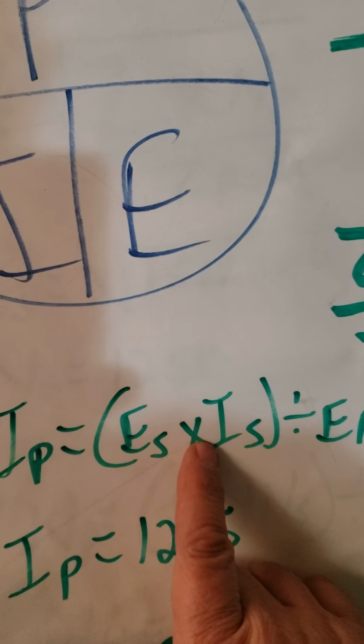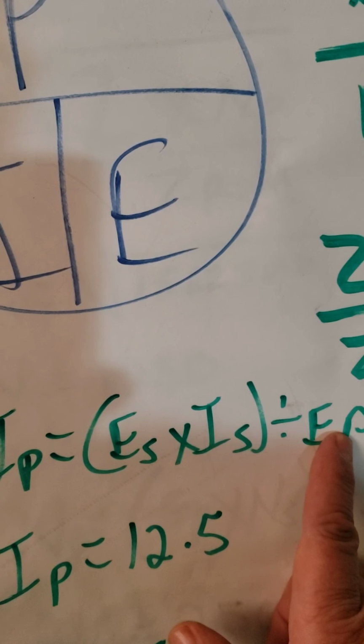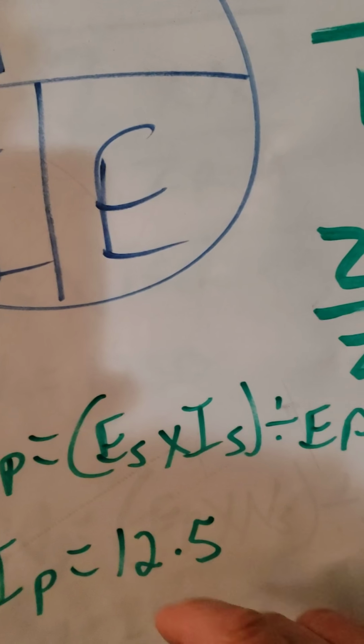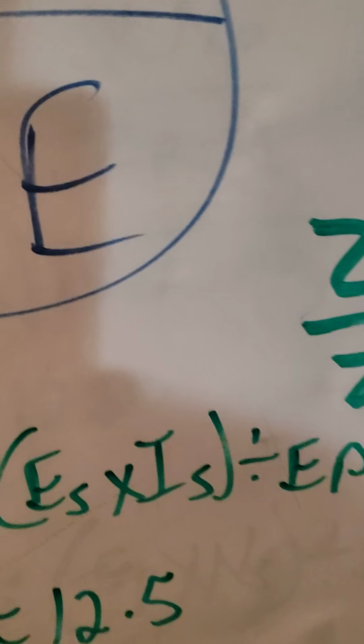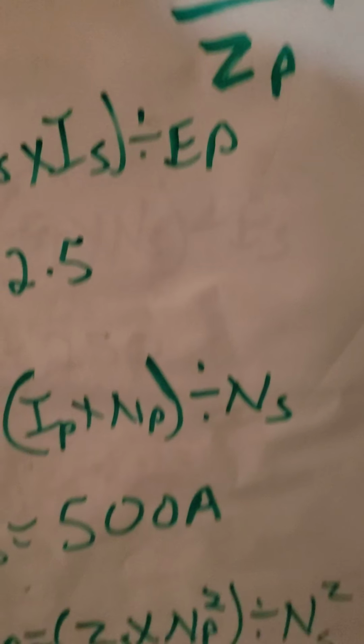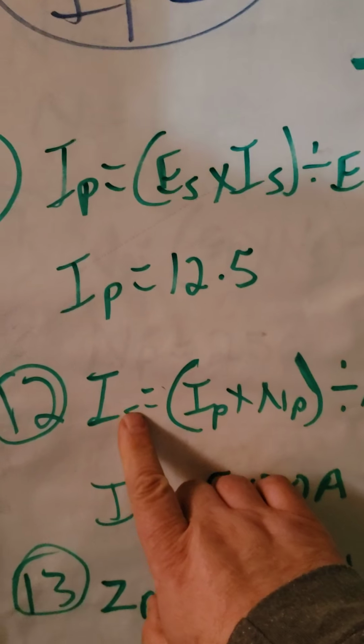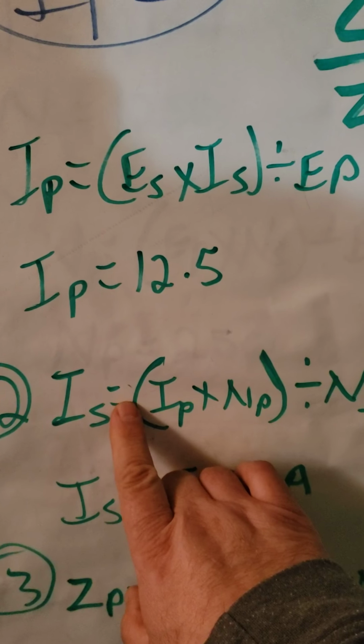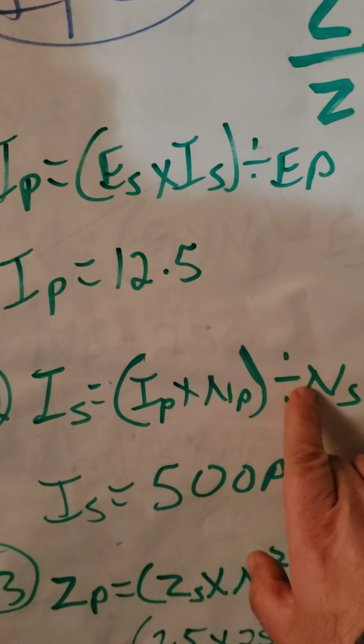So I'm just going to get these two numbers, multiply them, divide them by this. I got 12.5. And I'm going to let you figure out the numbers where they're at. I'm just giving you the formula so you can do the math. Okay, number 12. IS equals IP times NP divided by NS.